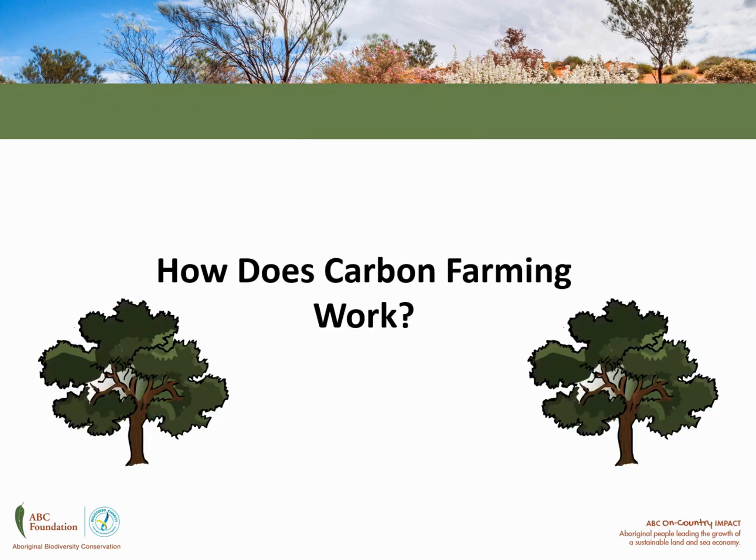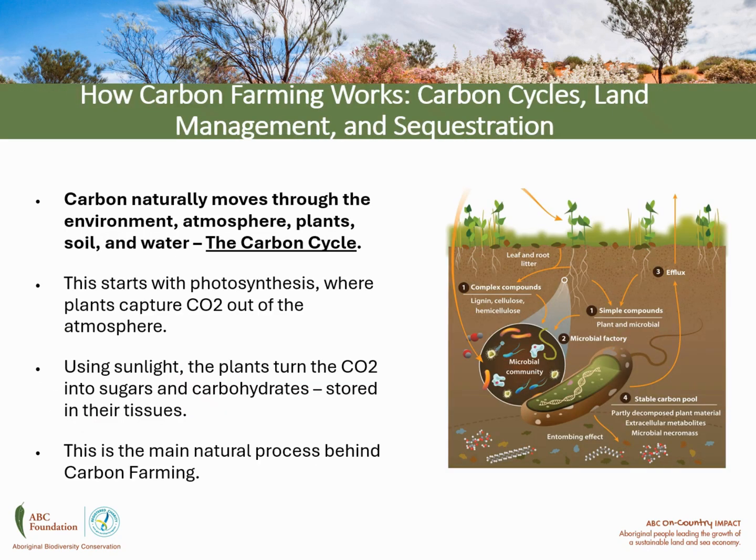So, how does carbon farming actually work? Well, like we said, carbon naturally moves through the environment, atmosphere, plants, soil and water, called the carbon cycle. And this starts with the process of photosynthesis, where plants capture carbon dioxide out of the atmosphere, and using sunlight, they turn that carbon dioxide, which was a gas, into sugars and carbohydrates that are a solid and stored within the plant material. This is the main natural process behind sequestration in carbon farming.